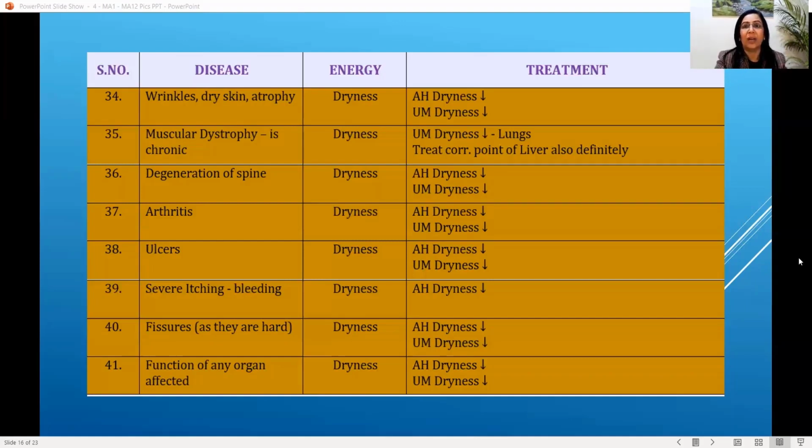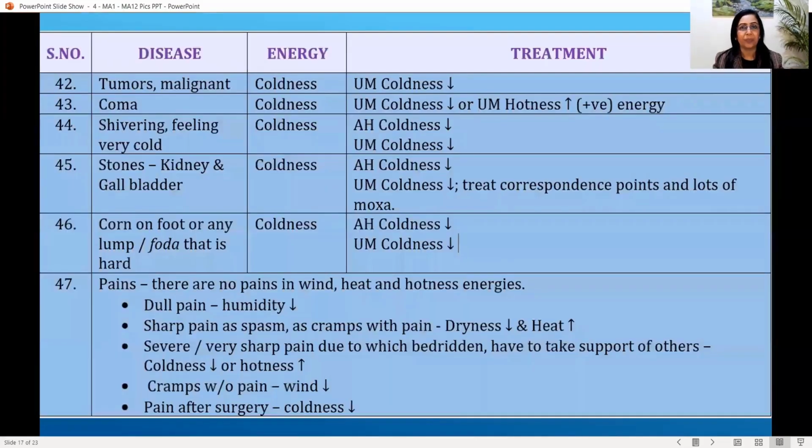Then last of all comes the coldness energy. Coldness energy is the end stage. So all the things that have reached the stage, which is literally the end stage, like tumors, malignant tumors, cancers, all these are end stage diseases, and they are coldness energies. So you can treat coldness because these are all chronic diseases.